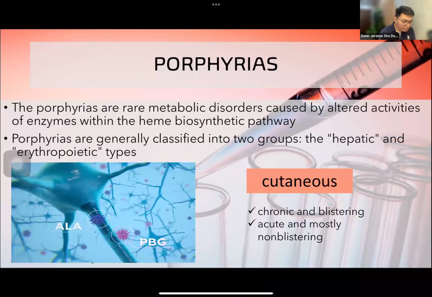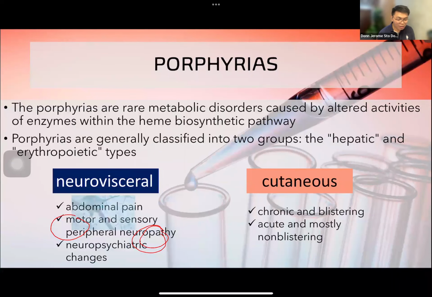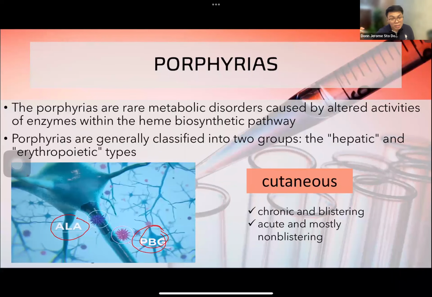Those are the earlier intermediates, ALA and PBG. Are these the first ones we synthesized? ALA from ALA synthase, porphobilinogen from ALA dehydratase. Based on literature, elevation of ALA and PBG is damaging to the neurons. When neurons are damaged, the manifestations are neural, abdominal pain, possibly neuropathies, or in the central nervous system, you can have depression, psychosis.